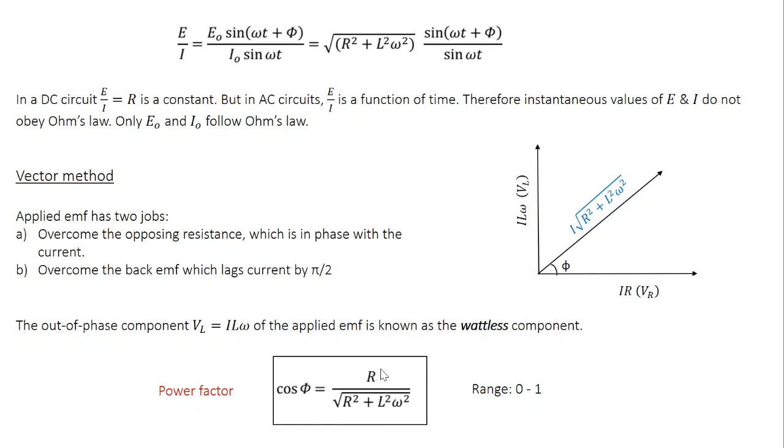Since the power dissipation is determined by this factor, I will also call this the power factor of the circuit. Now the value of the power factor ranges between 0 and 1. If the ohmic resistance in the circuit is 0, then the power factor is going to be 0. And if the value of resistance is infinity, then you can neglect L square omega square because R square is going to be much higher than this term. So you have R divided by square root of R square, which is going to be 1.